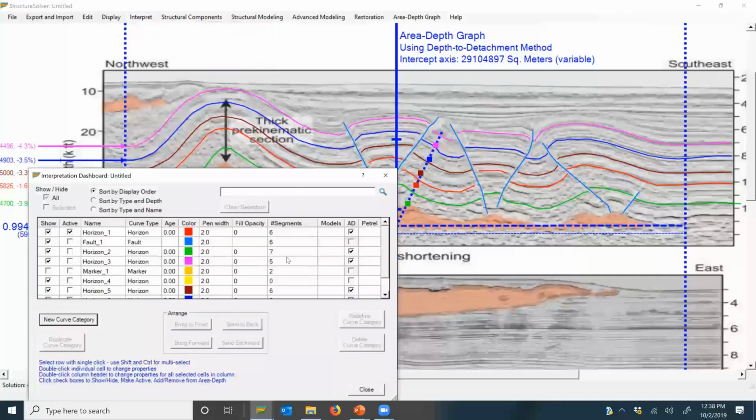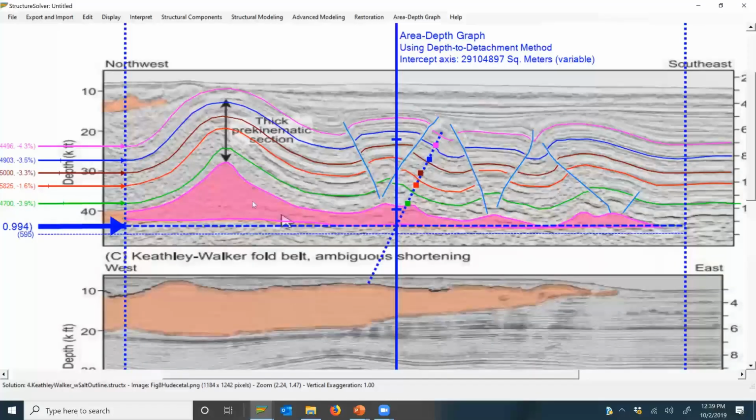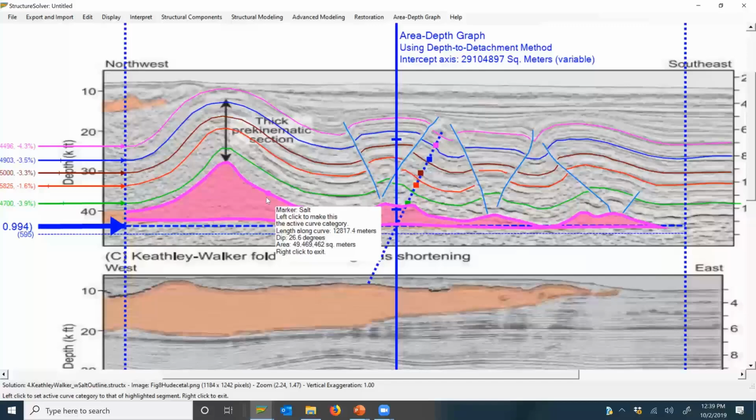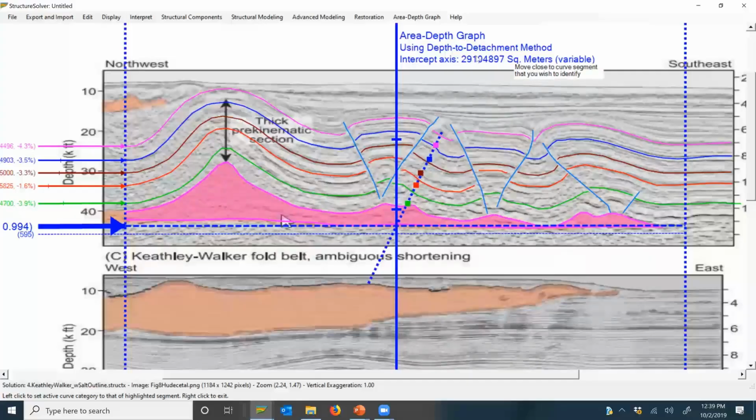I just drew a marker around the salt, so we've shaded in the salt. And what you can try to do now is say, okay, this is where they've interpreted the salt. I can look at that salt, and the area is shown, the second thing up from the bottom, right above "right click to exit" in that box. It's estimating about 50 times 10 to the 6 square meters of salt, which is actually more salt than the area depth method is estimating.